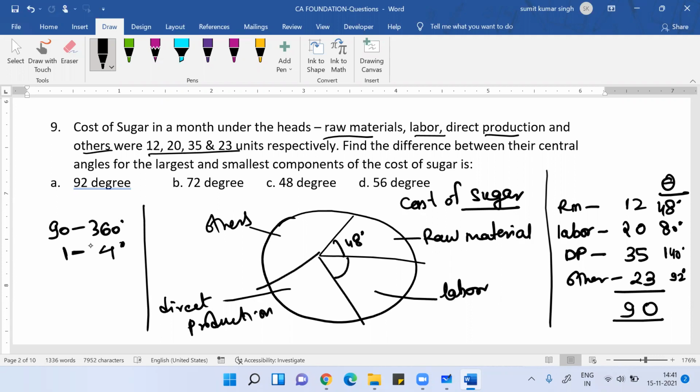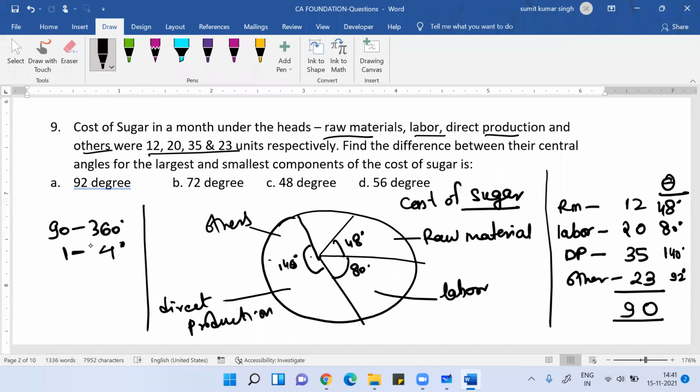Labor means how much angle? It is 80 degree. Then direct production means how much angle? Direct production is 140 degree. It should be an obtuse angle, but it looks like an acute angle. So let me make it obtuse. Obtuse angle means it is more than 90 degree. You understand? It should be bigger than that. This is 140 degree, sorry.